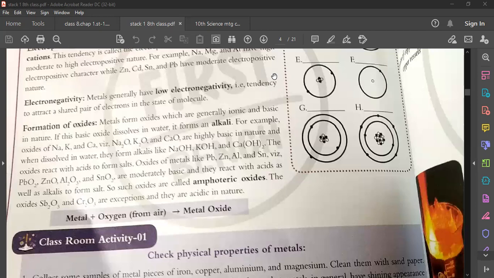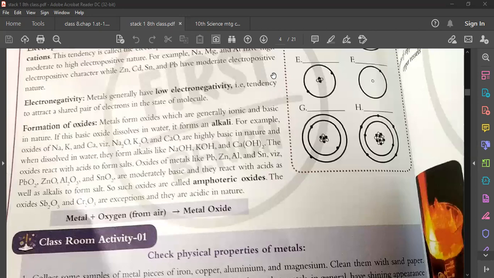Sir, is basic and alkaline the same? I will tell you that point next. If the base dissolves in the water, that is called an alkali. Only the base dissolving in the water is called an alkali. If the base does not dissolve in the water, that is not an alkali. Understanding? Those bases which dissolve in the water are called alkalis. Clear this point? Yes, sir, clear.